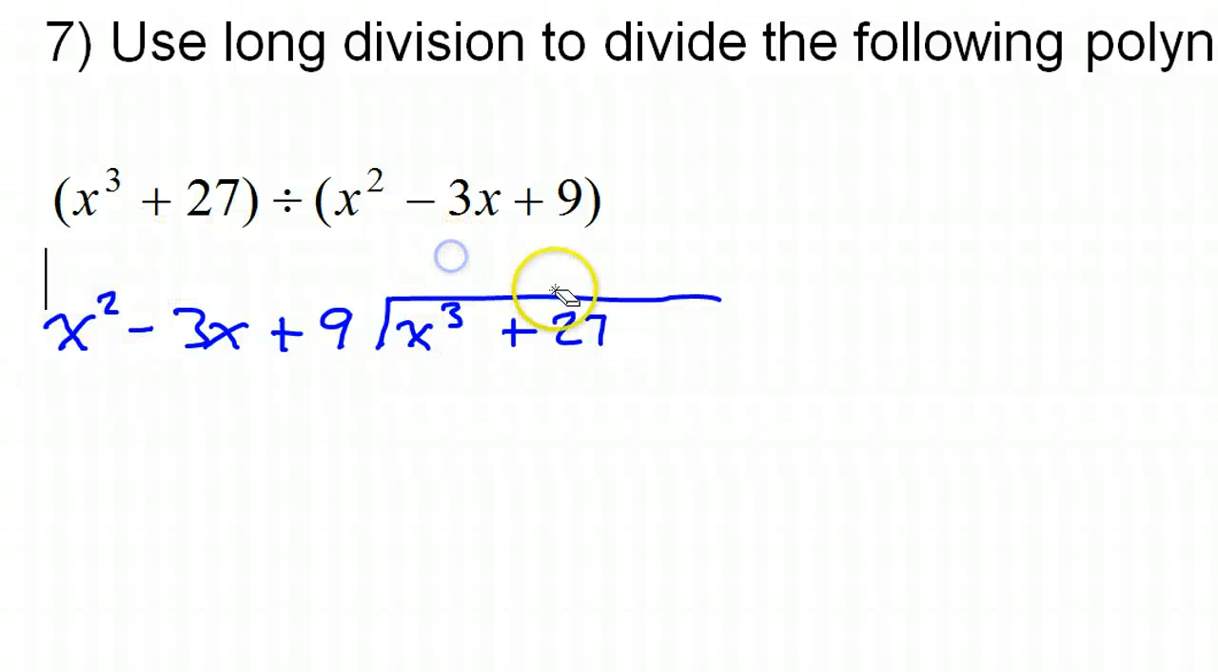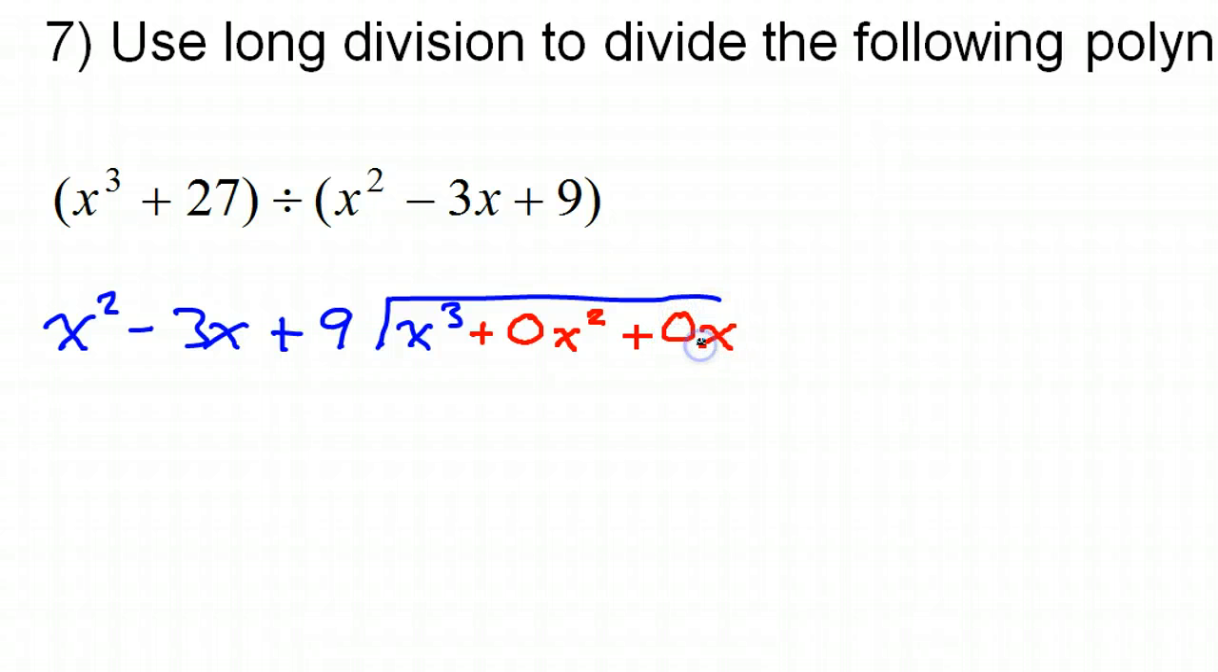So it will help you see what's going on if you go ahead and include all the missing terms that we have. So this goes straight from the degree 3 all the way to degree 0. So we're missing the second degree, which I will write as 0x squared. And we're missing the linear term, which I will write as 0x. We're missing two terms, so go ahead and write them in to hold those places. And then we'll put our plus 27. Okay, now we can begin the process.